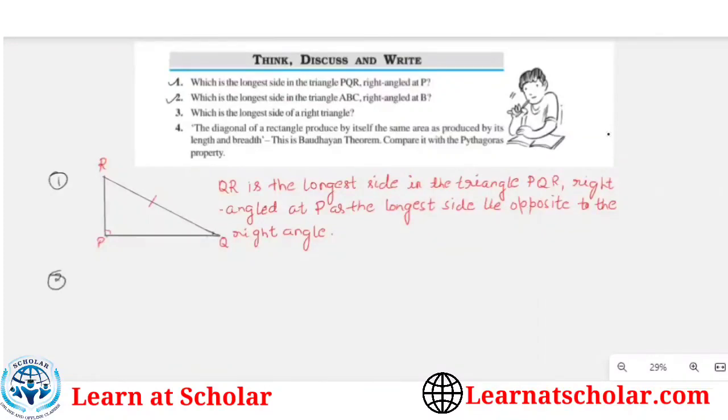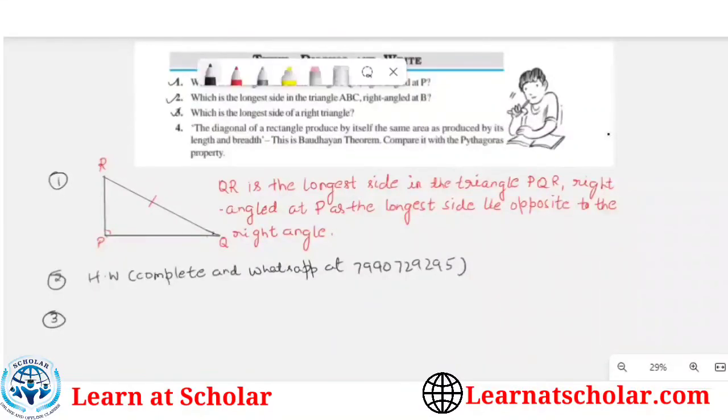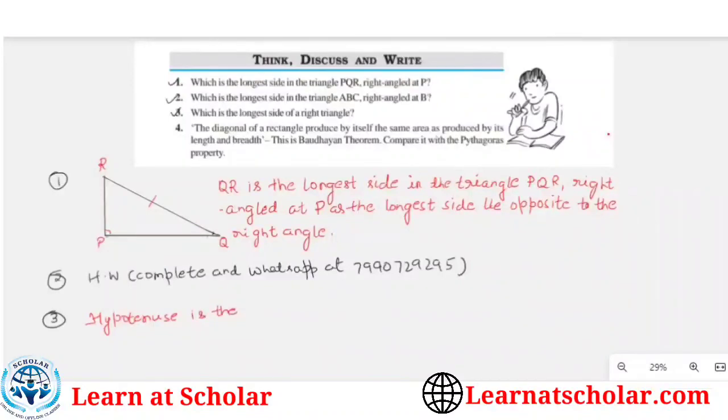In the second question, which is the longest side in the triangle ABC right angled at B? This is the same question, similar to the first one. So you can complete this in homework. If there is any doubt, you can ask me on WhatsApp or in the comment section. Third is which is the longest side of a right triangle? The longest side of the right triangle is the side opposite to the right angle, that is 90 degree, and it is called the hypotenuse.